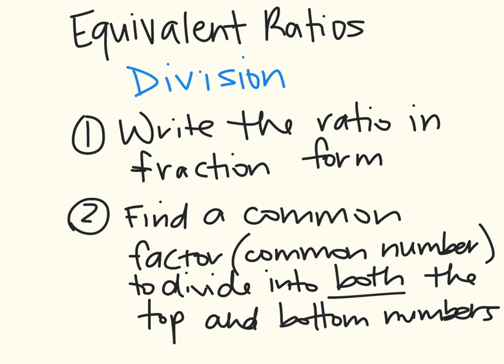Looking at the rules for division, once again, we're going to write the ratio in fraction form, and then we have to find a common factor or a common number to divide into both the top and bottom numbers. So that's where our common factors are coming back into play. Can we divide both numbers by 2, by 3, and so on? Some numbers you may want to think about, I'm just going to write these down here at the bottom: can we divide by 2, 3, 5, 7? Those are some prime numbers that will probably be in common with both your top and bottom numbers.